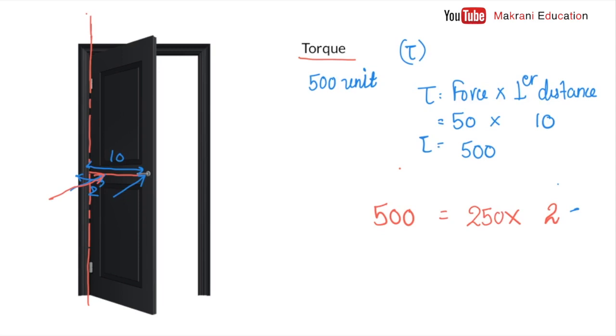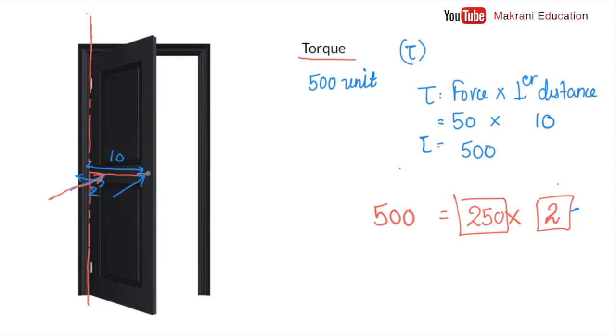So you can see that if you are decreasing the distance, my force will increase. It's why you have to apply more effort when you are closing door with the lesser perpendicular distance, because door needs 500 unit of torque, that is fixed. If you apply force of 50 Newton here, then it will satisfy the formula of 500 unit. And if you apply force at a very lesser perpendicular distance, then force must increase to satisfy the formula of torque, which is 500.